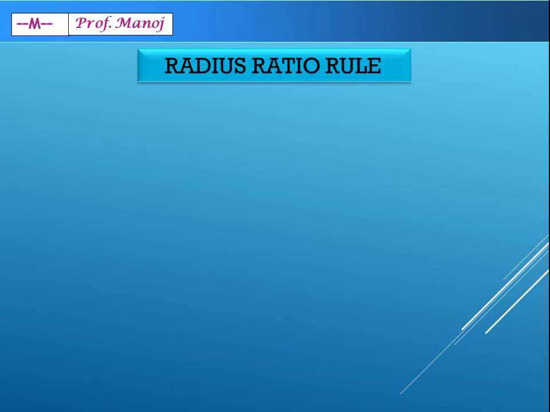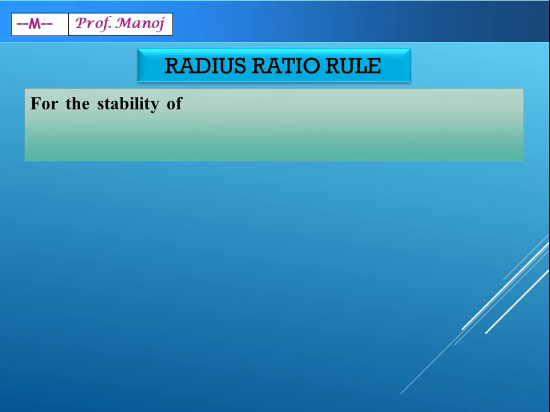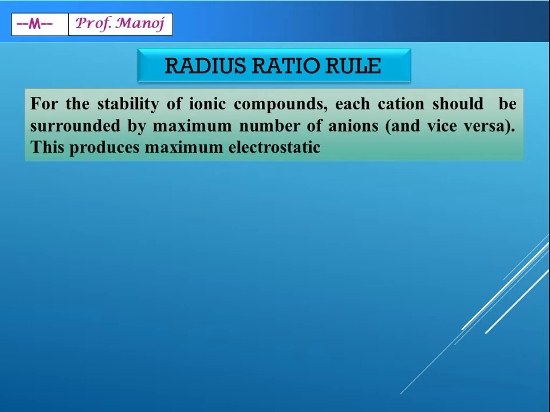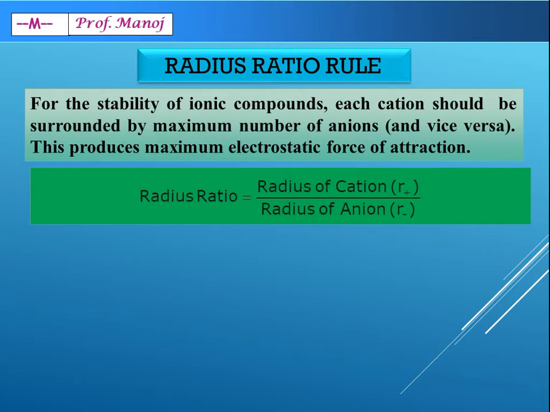We now come to the crystal structures of ionic systems. This is studied with the help of a rule known as the radius ratio rule. For the stability of ionic compounds, each cation should be surrounded by the maximum number of anions, or vice versa. If it is surrounded by the maximum number of ions, it creates the maximum electrostatic force of attraction. This calculation is done with a rule known as the radius ratio rule. Radius ratio is the ratio of the radius of the cation to the radius of the anion.